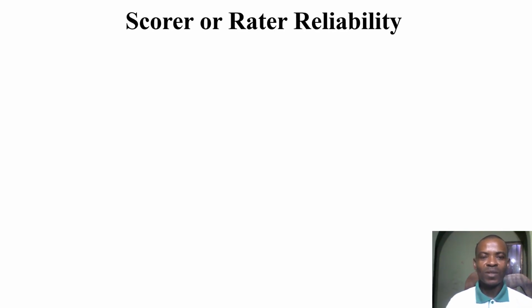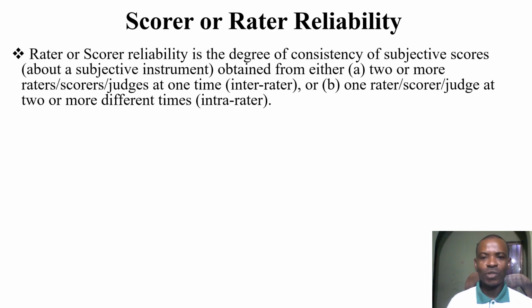Now, having discussed the other types of reliability, one important type of reliability is scorer or rater reliability. In the previous types of reliability we discussed, participants themselves rated the items. But here in scorer or rater reliability, there are scorers, judges, or individuals who rate whatever is observed. Let's discuss scorer reliability.